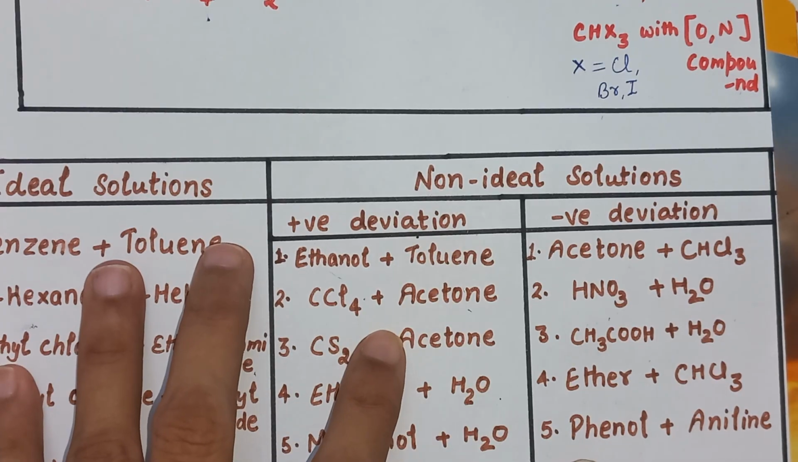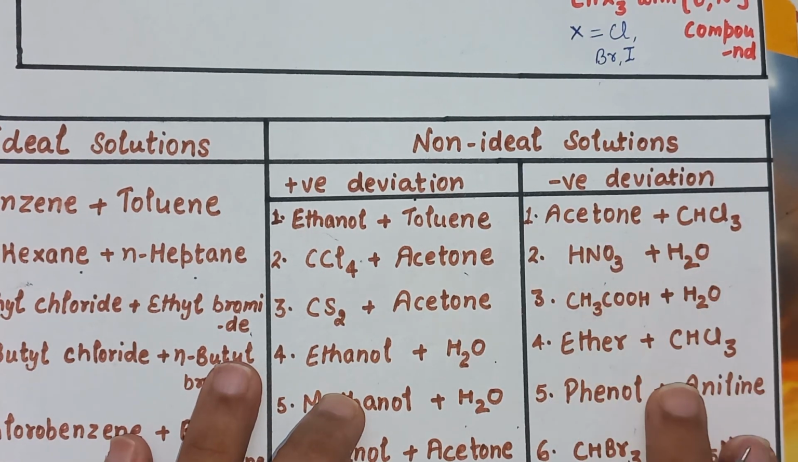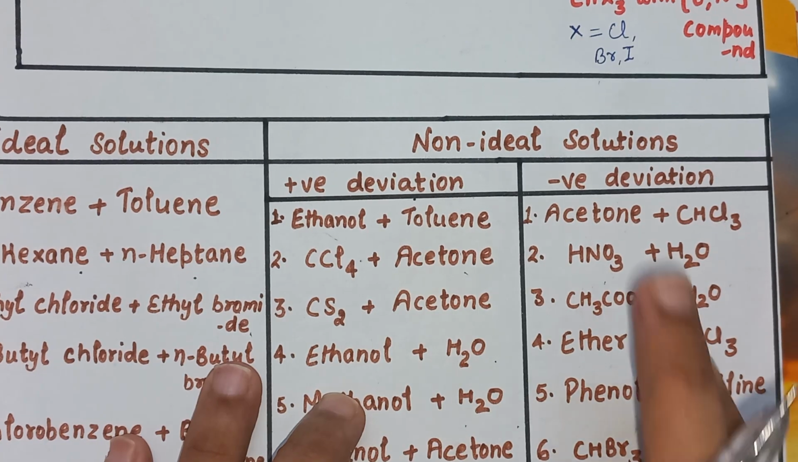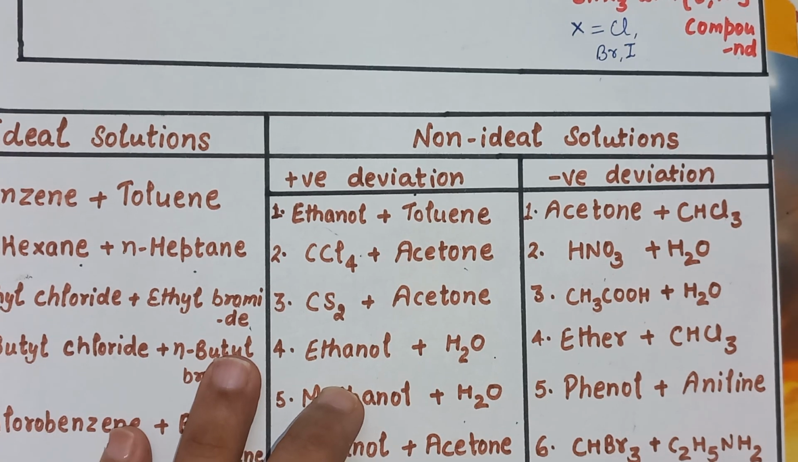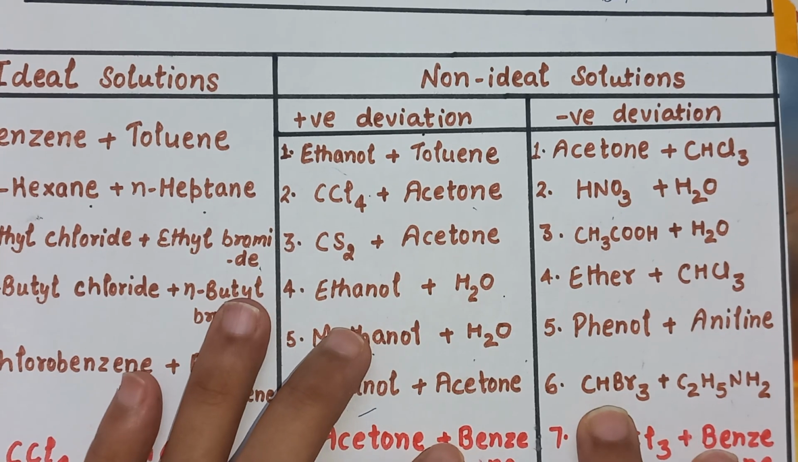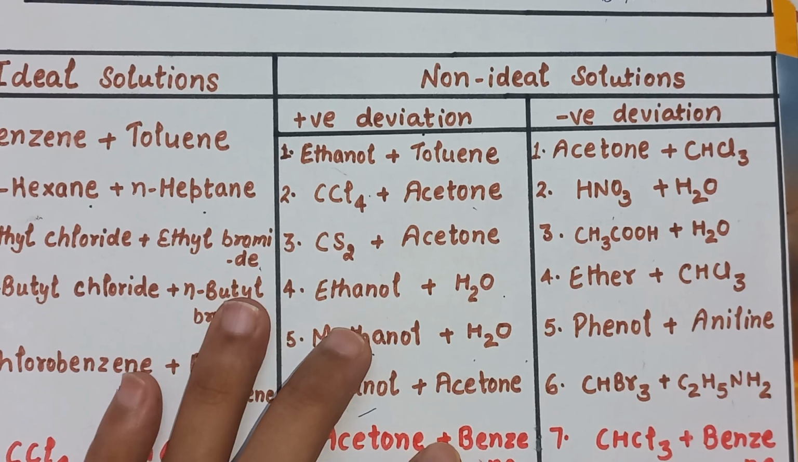Now we have phenol plus aniline, so this falls also under this category, so that is an example of the non-ideal solution that shows the negative deviation. The next one we have the CHBr3. This is bromoform, plus we have C2H5NH2, means that a compound containing the nitrogen atom, so that is also an example of the non-ideal solution that shows the negative deviation.